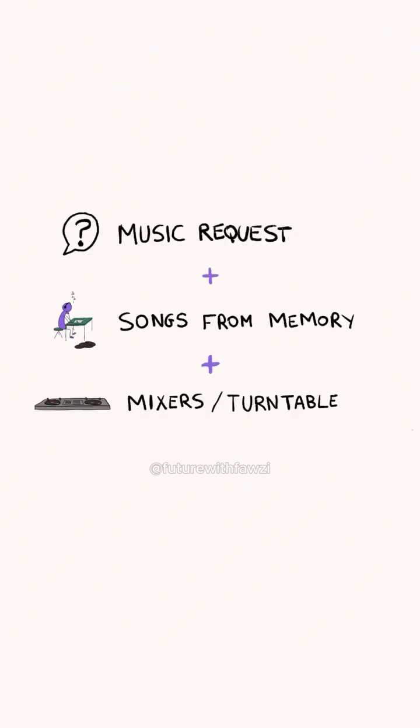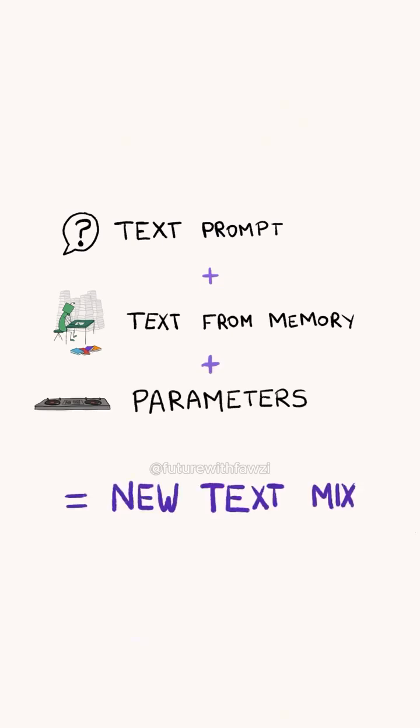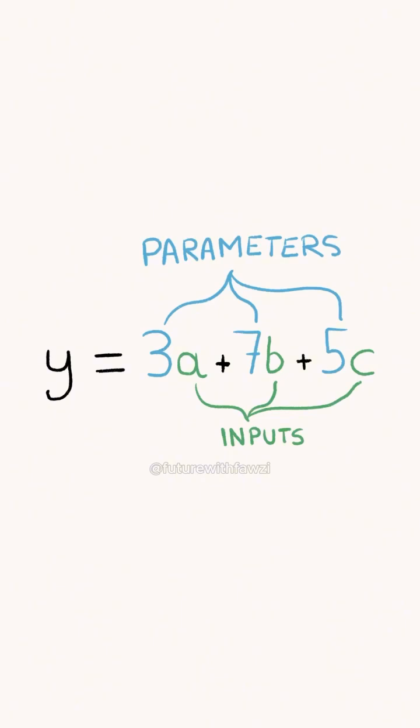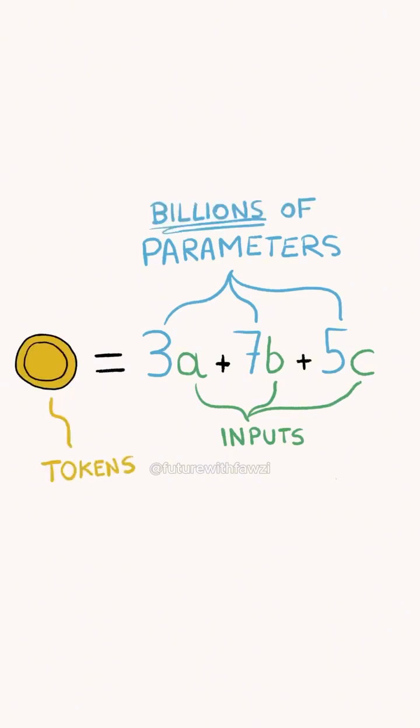Based on your request, the songs learned during training, and the mixers, the DJ creates a unique music mix for you. With language models, your text prompt is combined with the training data and parameters to create a new mix of text. Text generation is like a math formula. It takes your inputs, multiplies them by specific parameters to give you a token of text. Except that language models have billions of parameters.